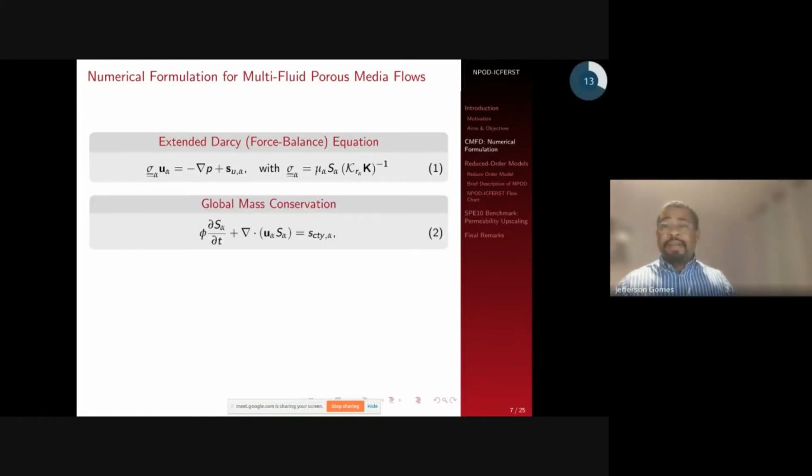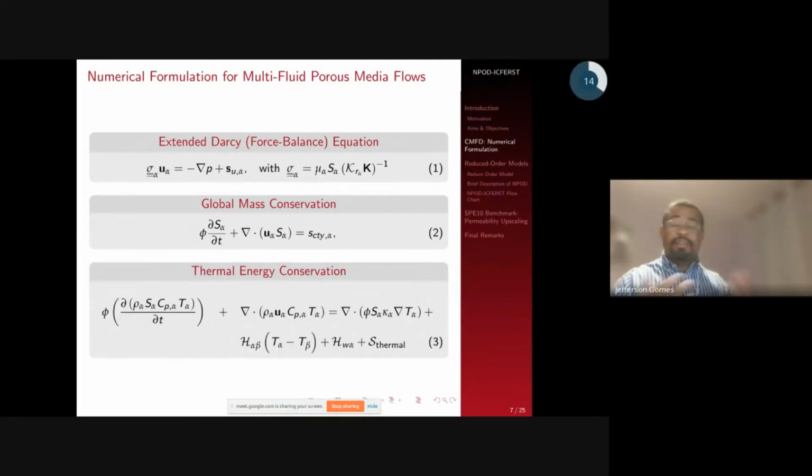The mass conservation is very similar to any other mass conservation. Now you're conserving with respect to the saturation. And finally, the thermal energy equation, in which we have to pay particular attention to the interface heat transfer coefficient and the wall to fluid interface coefficient, and the source term, in this case the source of the reservoir.